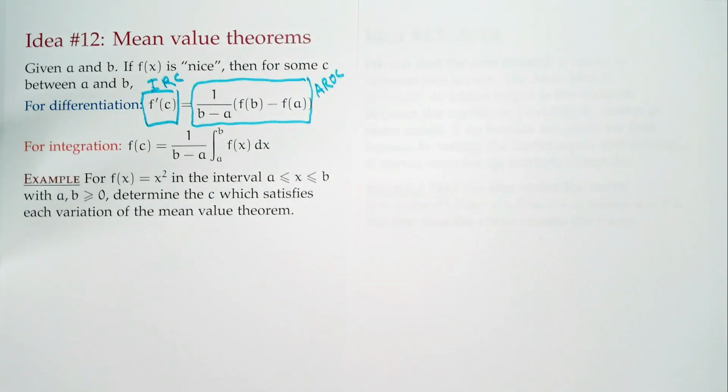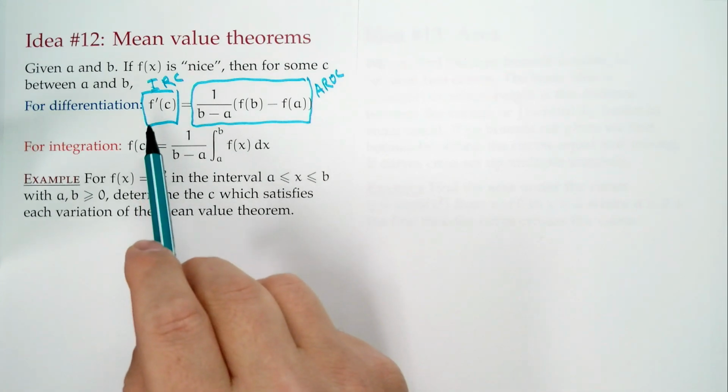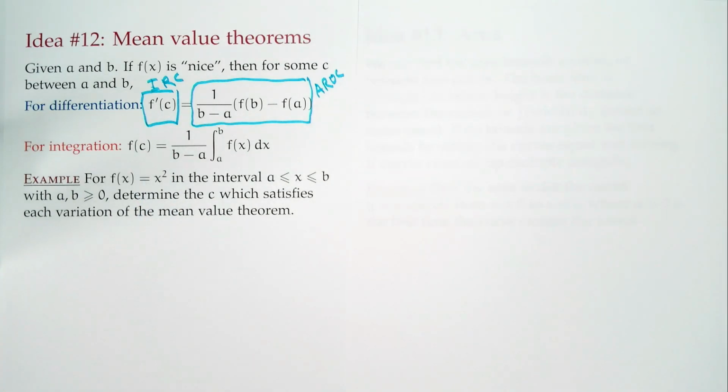So the analogous thing to think about is the following. If I know my average speed in driving, say, to a nearby city is 65 miles per hour, then at some point on my trip, I had to be going exactly 65. So that's sort of the idea.